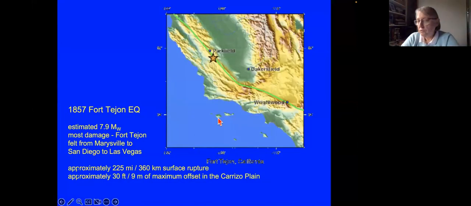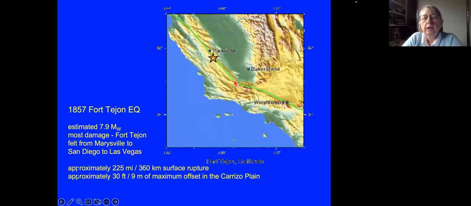So earthquake history-wise, the biggest earthquake on the southern part of the San Andreas is the 1857 Fort Tejon. And the epicenter was up here by Parkfield. And notice that Wrightwood is indicated on this map. And Wrightwood is indicated because you had 225 miles of surface rupture, and the southern surface rupture ended in Wrightwood. And they say Wrightwood, but it actually ended at the Big Pines Ranger Station just outside of town.